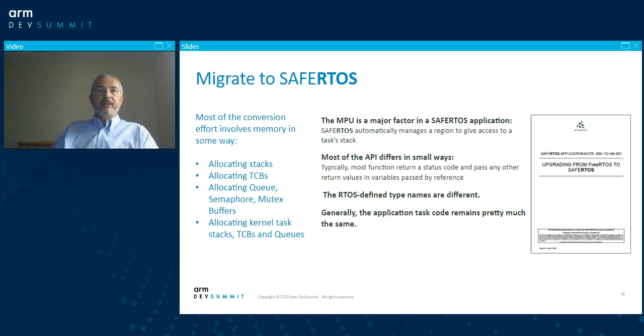And grant those privileges. The API we have differs slightly from free to safe in that some functions have slightly different names. Some functions will take different parameters, and FreeRTOS has a full set of error codes, which we encourage people in a safety application to religiously check. The picture on the right-hand side of the slide is the cover page from our migration guide, which is available as a free download from our website.